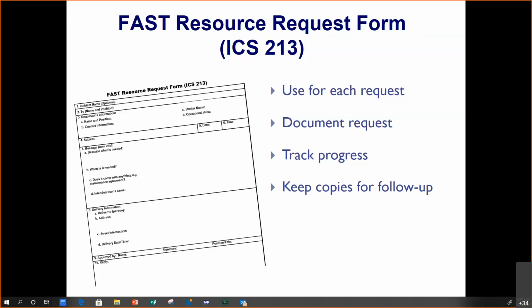Yes. So do you want to clarify that this FAST resource request form, or ICS 213, is used for each individual request. So you may have one person who needs two different things, and each of those items would go on a different resource request. So you might have Sam Smith, who needs a wheelchair, and he also needs catheters. You would put catheters on one and wheelchair on another.